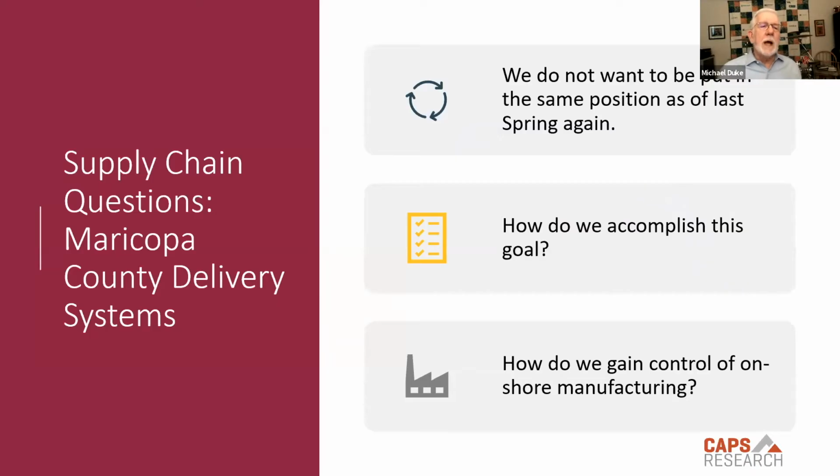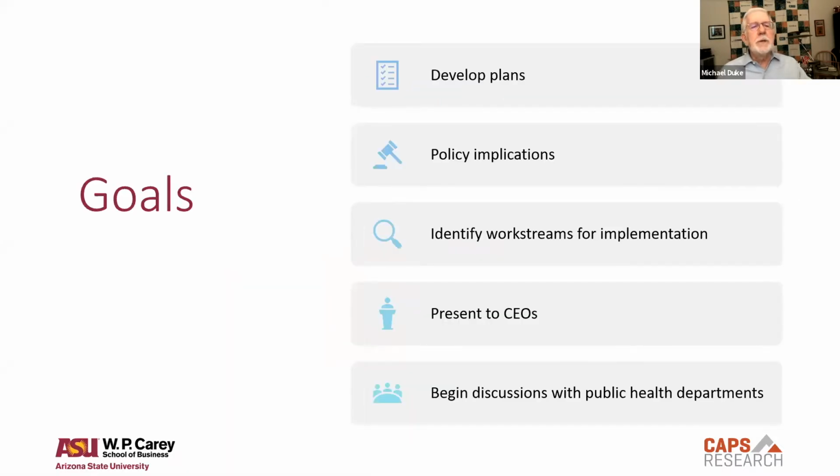Next slide, please. Now here's a little more detailed look at a few of the proposed goals for the supply chain pillar. First, never want to be in this position again, right? And how do we accomplish this? And can we gain more control of onshore manufacturing? Next slide, please. Now here are some near-term goals of the collaborative: develop the improvement learnings into actionable plans, understand how this might inform public policy, and of course, implementation of plans. An important step is to present to and achieve buy-in at the CEO level. And finally, approach the public health sector.